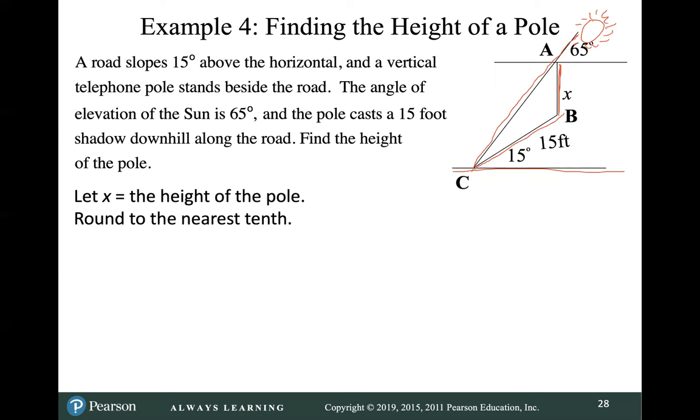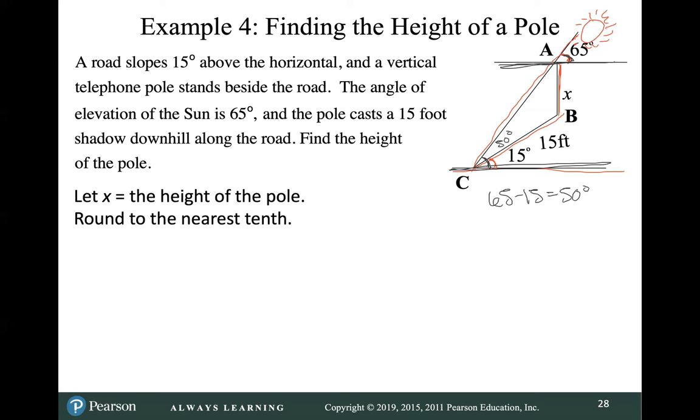Okay, so we have here our triangle. We know that the angle of elevation to the sun is 65 degrees. We know that the angle of elevation of the road is 15 degrees, but what we really need is some of those angles in the triangle. So if this angle of elevation, the 65 degrees, is to this parallel line, then we can use corresponding angles to say that the angle between the horizontal and the sun is also 65 degrees. So 65 minus 15 gives me 50 degrees inside of the triangle.